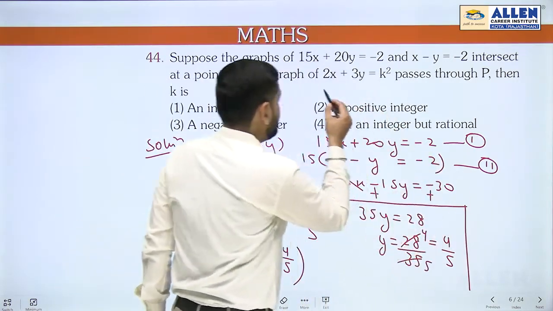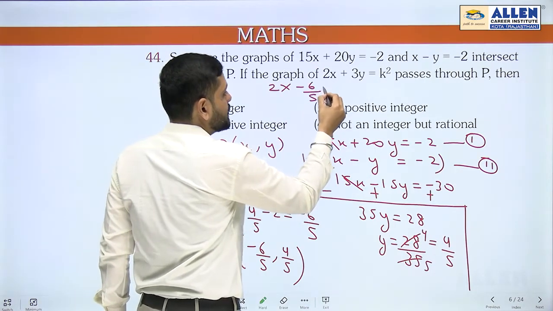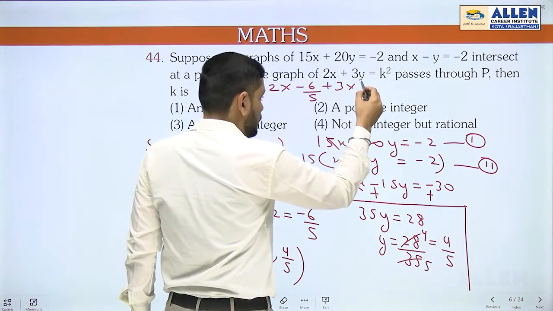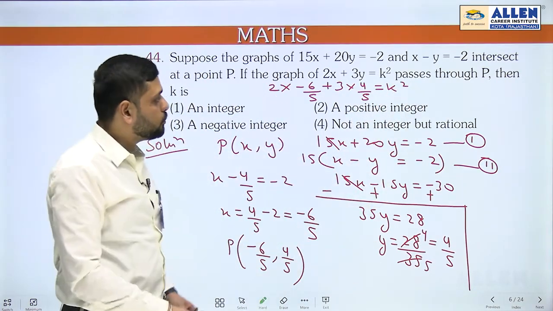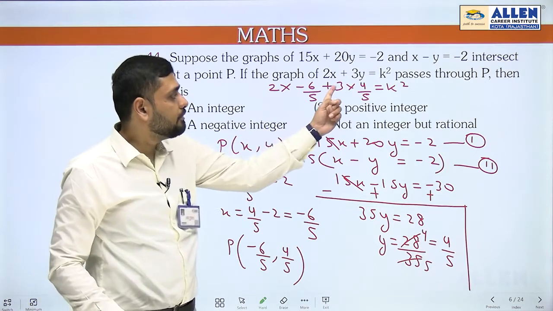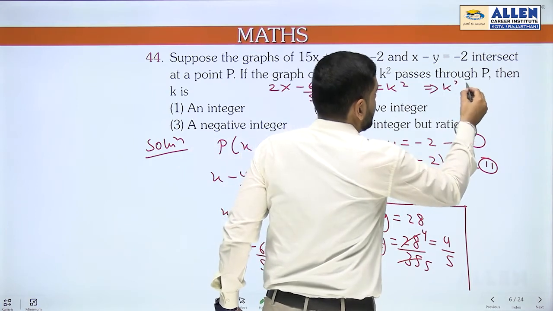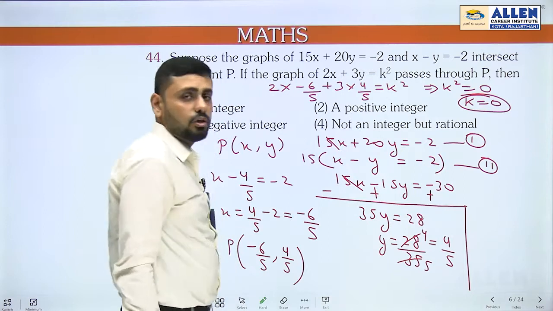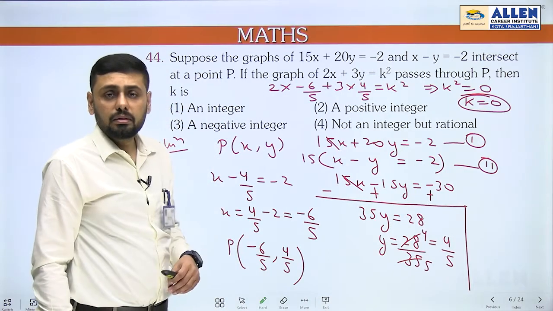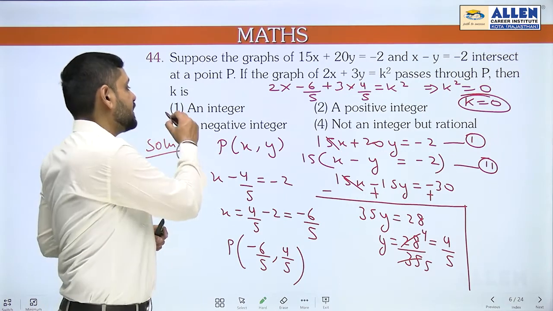So what we will get? We'll solve it here only. 2 into, we'll keep the value of x as minus 6 by 5, 3 into 4 by 5 equal to k square, and now if you simplify it, you will get minus 12 by 5 plus 12 by 5. So it will get cancelled. So you will get k square equal to 0, that is k equal to 0. So the value of k we get is 0, and if we get the value of k as 0, it means it is an integer.